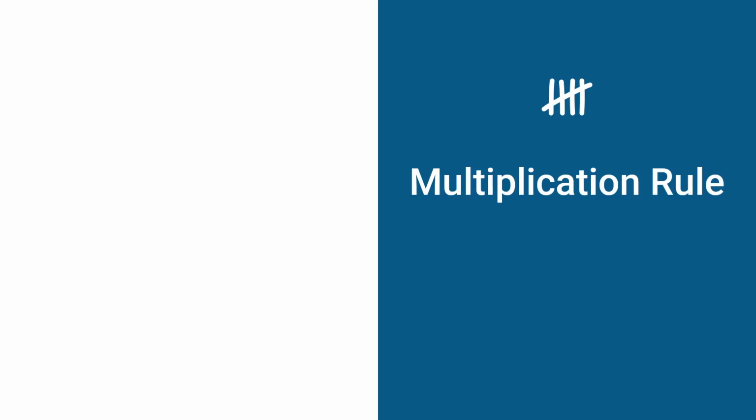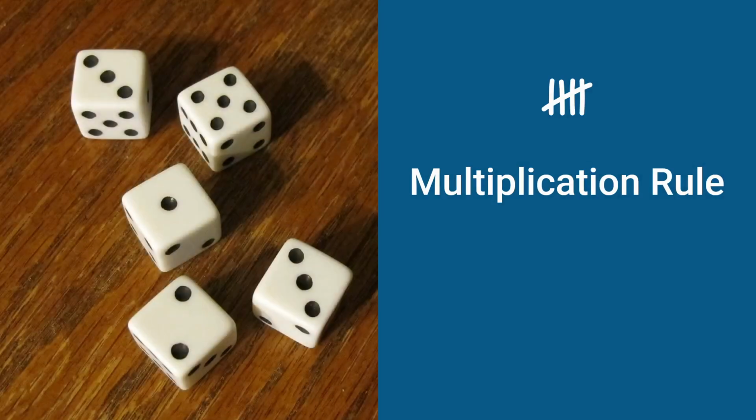First one is the multiplication rule. This is the first rule that we need to know. The multiplication rule refers to multiplying all of the possible outcomes with regard to another set of possible outcomes. So let's do an example.